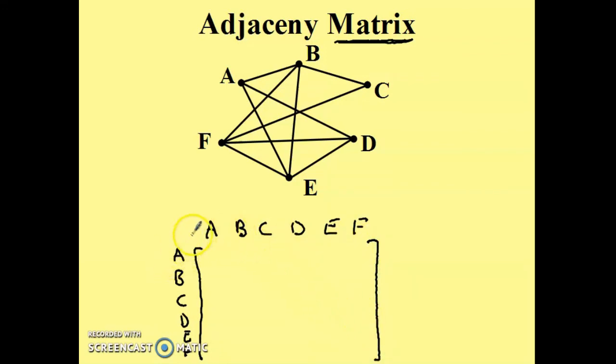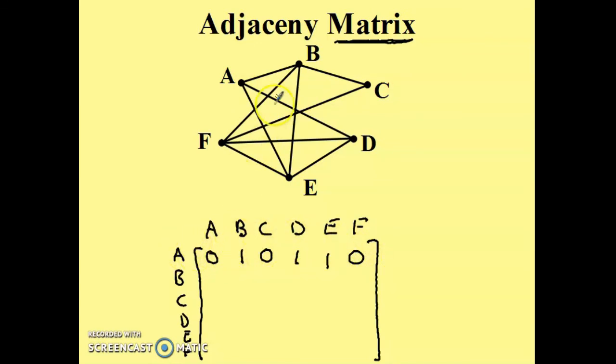And each time, in going across, I'm looking at A. Does A join to A? Well, no, that would be a loop. And this is a simple graph, no loops, no multi-edges. That's 0. Does A join to B? So I'd put a 1 there. There's one edge going from A to B. Does A go to C? Nope. Does A go to D? Yes. There's one edge from A to D. Does A go to E? Yes. Does A go to F? No.